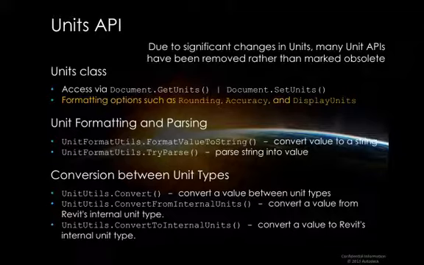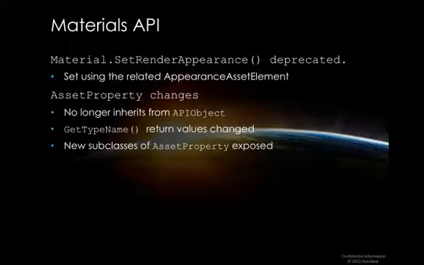One piece of very good news here is that we finally have methods for converting values back and forth into user strings. So format value to string will convert a value to a string respecting the user specified units, and try parse will pass it back from the string into a database unit value. The Materials API has been enhanced, and these are the changes affecting existing applications. We'll look at some further enhancements in the wine section.